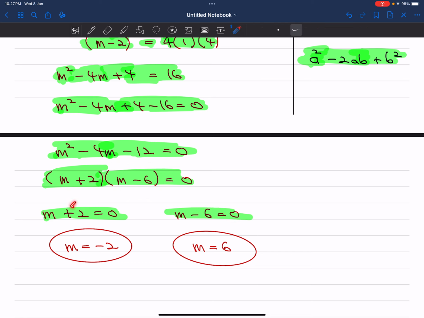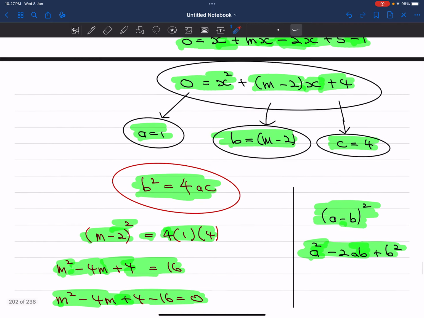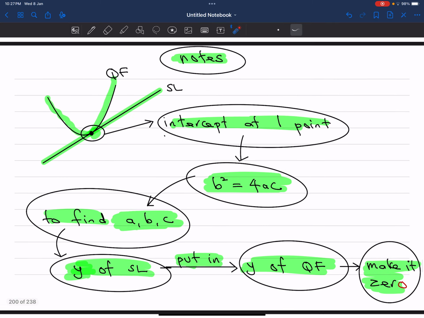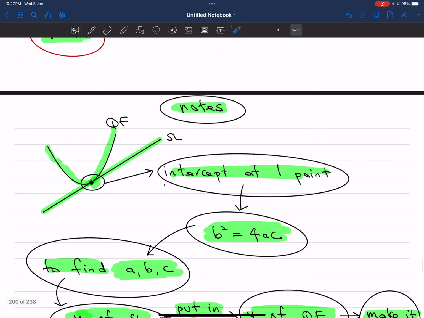I transfer the plus 2. I will get m equals negative 2. And I transfer the negative 6. I will get m equals 6. So we got our answer, m equals negative 2, m equals 6. Please don't forget the notes. The notes are important. When a straight line intersects a curve at one point, it's called a tangent. Intersect at one point, it is b squared equals 4ac.